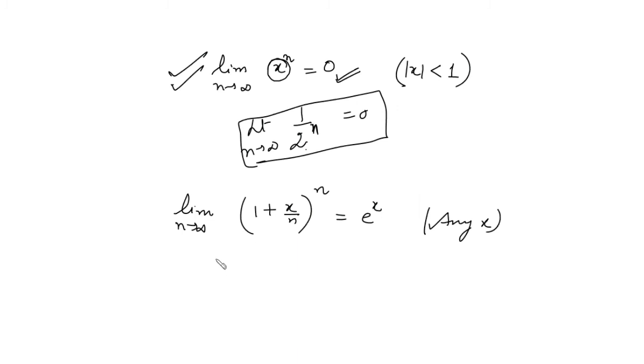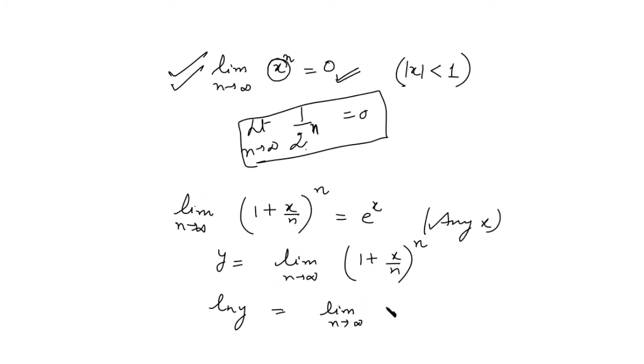Now how to prove this? Again, you can suppose that y is the limit as n approaches infinity of 1 plus x by n to the power n. Now you can take log on both sides, and you can take this n to be in the denominator. So now just see, when you take n tending to infinity, this is ln 1, which is 0, and when you put n to be infinity, this is 1 by n, which is 0. So this is 0 by 0 form.